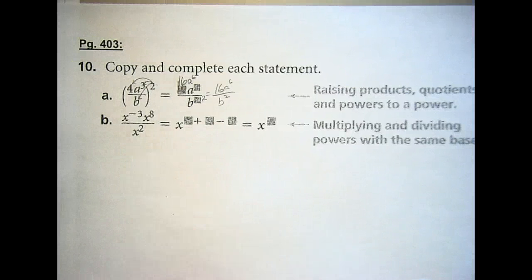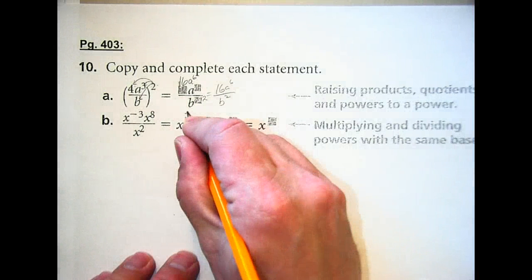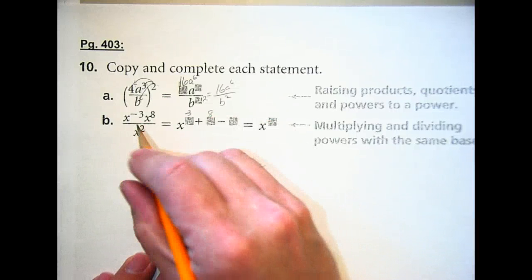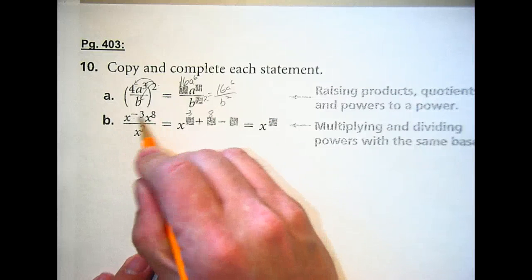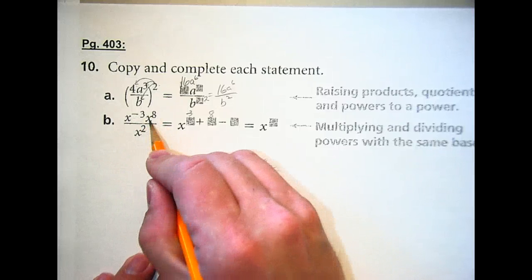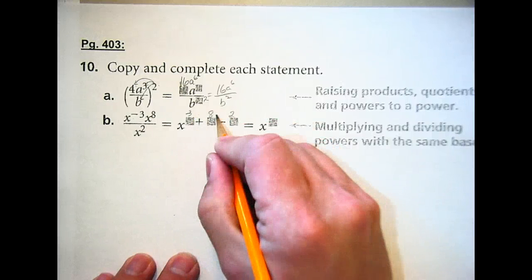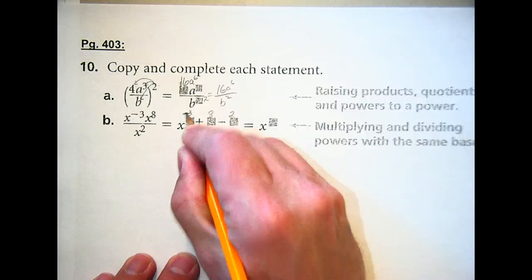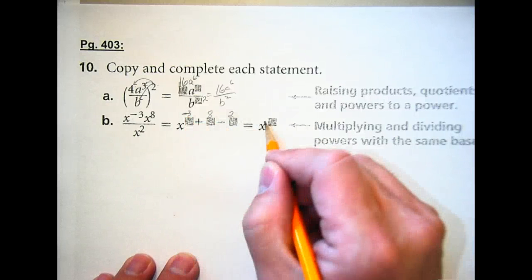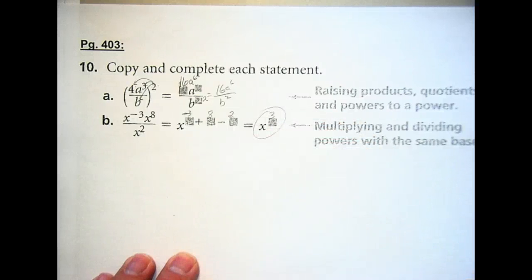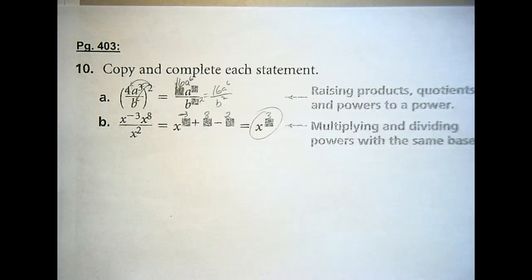What do we do on this one? Negative 3 plus 8. Good. And so this one and this one, they're on the same level. So when we're on the same level, we add. When they're on a different level, we have to subtract. So negative 3 plus 8, that's a negative 3, minus 2 is 3. X to the third. Well done. Any questions there?